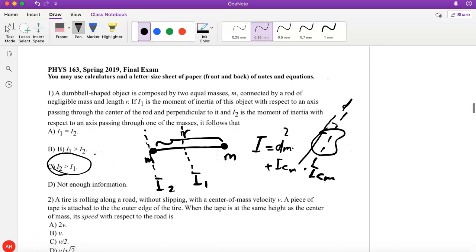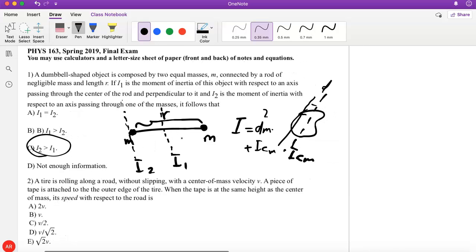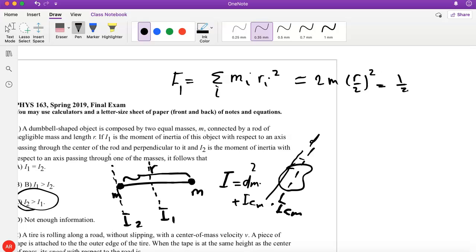To get more practice, let's also calculate these things. So what is the moment of inertia around the center of mass here? Well, the moment of inertia, remember, was the sum over i of m_i r_i squared. So here, if you have this axis, you have two masses, each m, and each is a distance r over 2 from that axis. So I1 around the center of mass axis is 2 m (r over 2) squared, which is 1/2 m r squared.